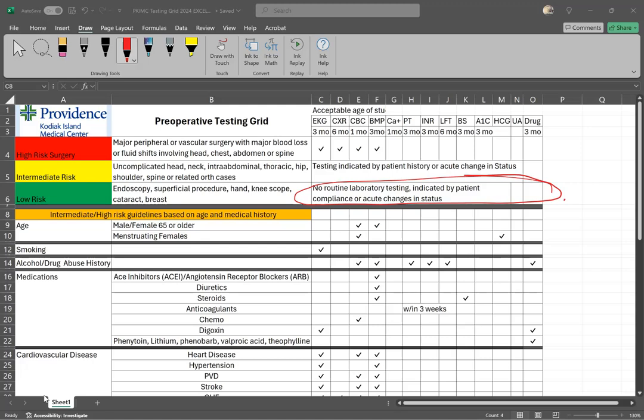If the patient says, well, I was mowing my grass a few months ago and I had a little chest pain, or I get a little short of breath going upstairs, then we should order an EKG to make sure nothing new is going on because of that cardiac history.